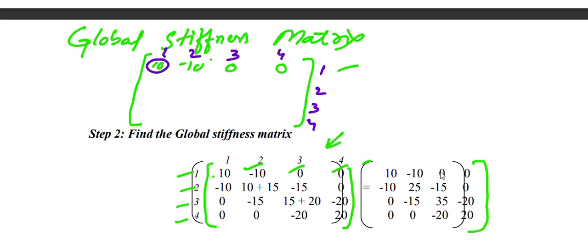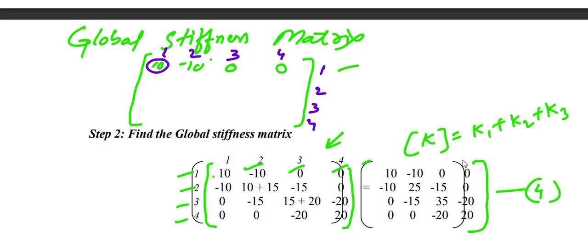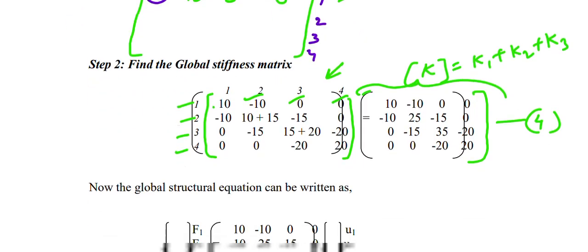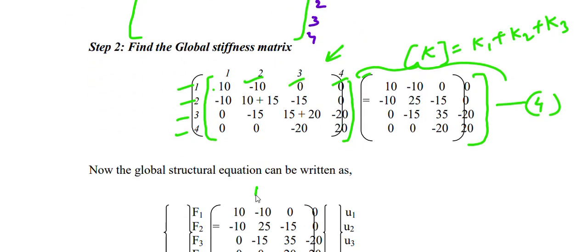Okay, 10 minus 10 0 0, minus 10 25 minus 15 0, 0 minus 15 35 20, minus 20 0 0 minus 20 20. So say this is equation number 4. So this matrix we call as global stiffness matrix, that is equal to K. K is nothing but indirectly you can say K1 plus K2 plus K3. Finally you got the K value. Okay, this is K value. So K value will be here now.